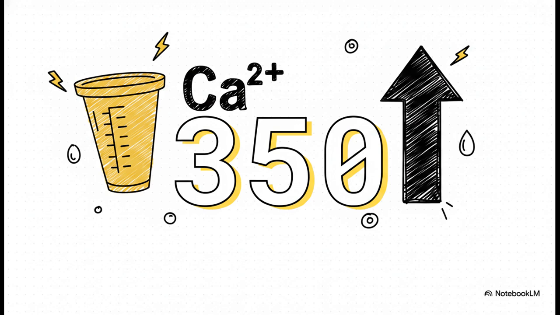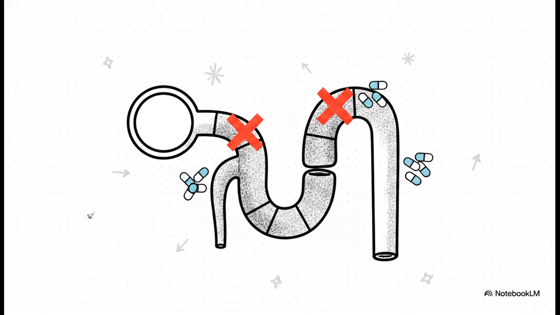We definitely need a tiebreaker here, so we order a 24-hour urine collection. And this liquid gold reveals a massive calcium level of 350 milligrams. This severe hypercalciuria proves it. It's Bartter syndrome.